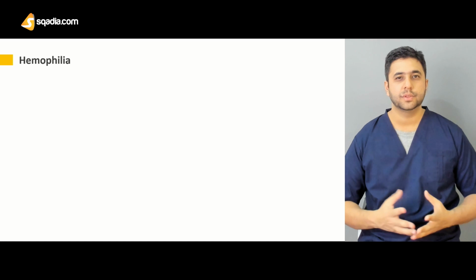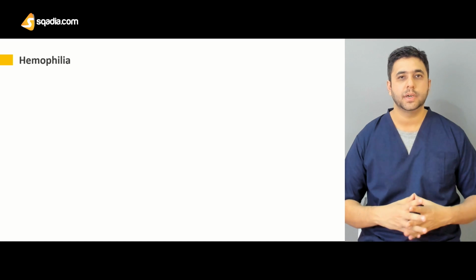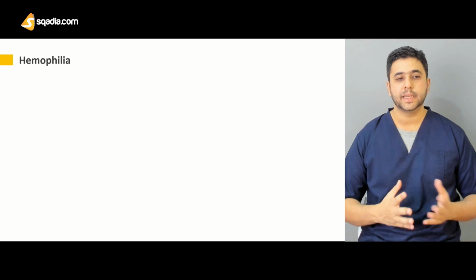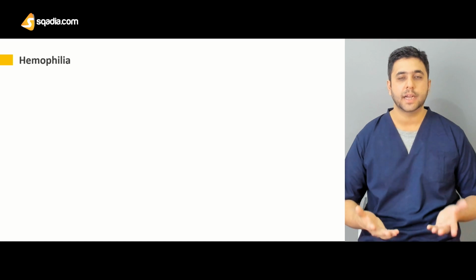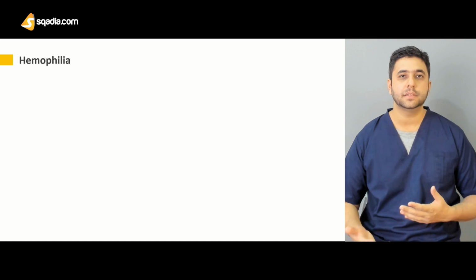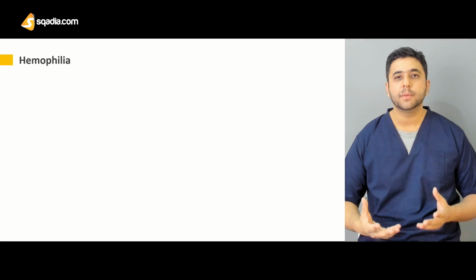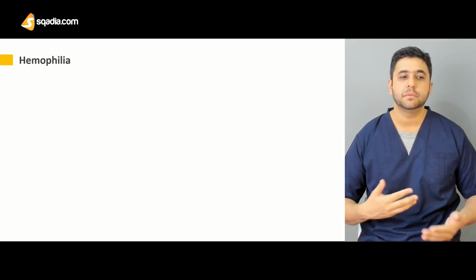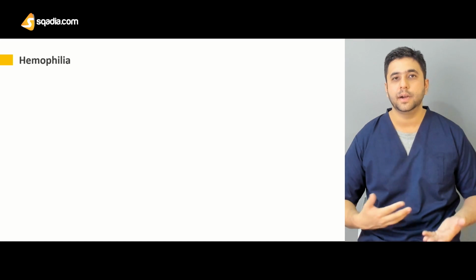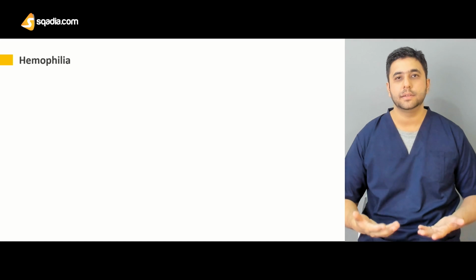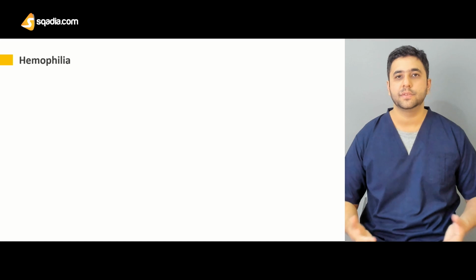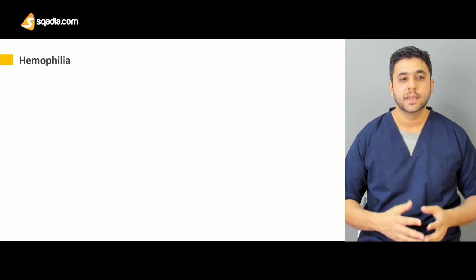Now, before going into the further details, let's break down the word hemophilia. Hemophilia is a combination of two words, hemo and philia. Hemo stands for blood and philia generally means loving. So the word hemophilia means love for blood, or blood loving, or you can say that hemophilics are blood loving. And in medical terms, that basically means that they love to bleed. So the word definitely gives away a lot about the disease.